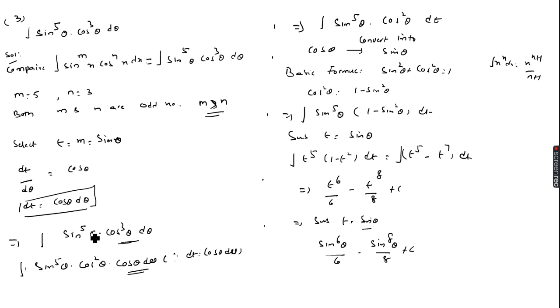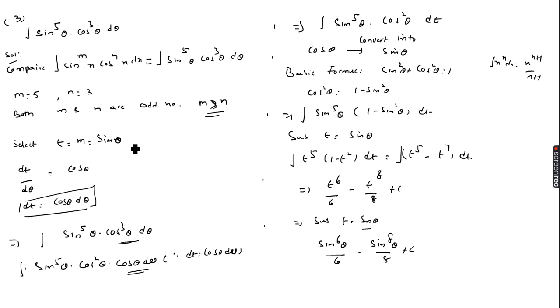What is the given question? Sin power 5 theta into cos cube theta into d theta. From cos cube theta, one cos is needed. So that's why we write cos square theta into cos theta into d theta. Cos theta into d theta can be written as dt. So we get sin power 5 theta into cos square theta, and the cos will be converted into the form of sin, because the entire function will be converted in the form of t. Here t is equal to sin.